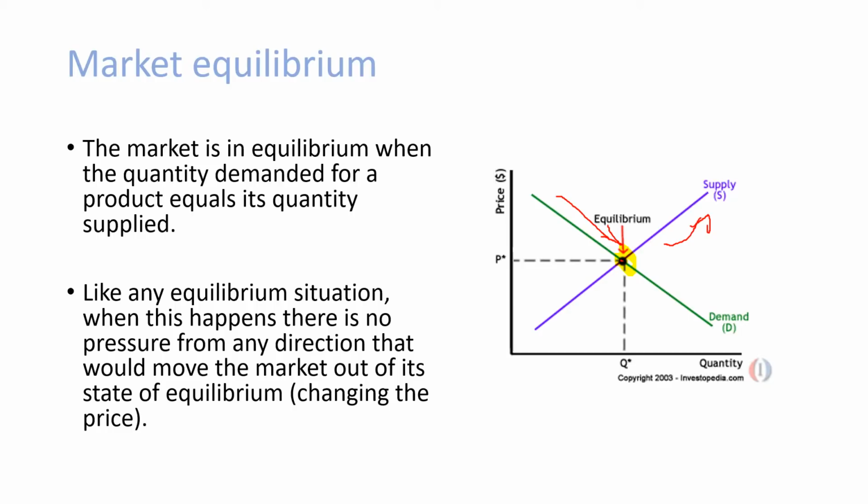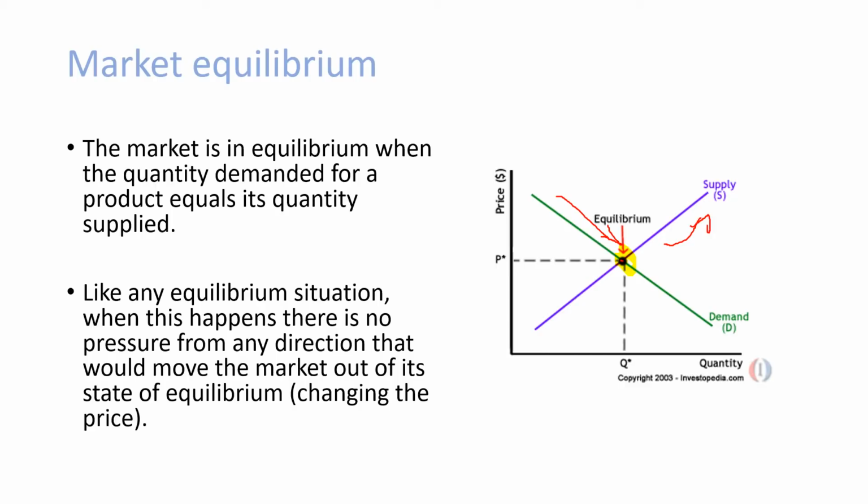Like the demand equal to what? To the supply. At this point, both parties, consumers and suppliers, are happy. They meet at this point, which is the market equilibrium. Like any equilibrium situation, when this happens, there is no pressure from any direction that would move the market out of equilibrium or change the price.